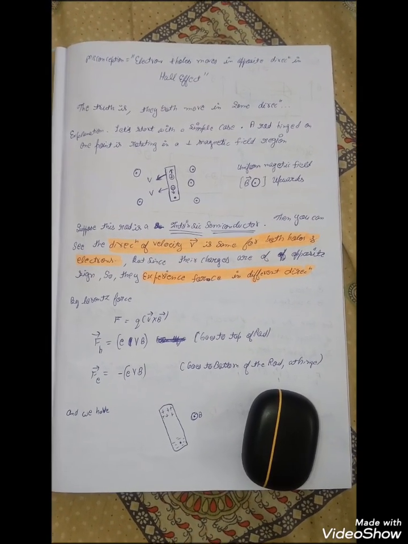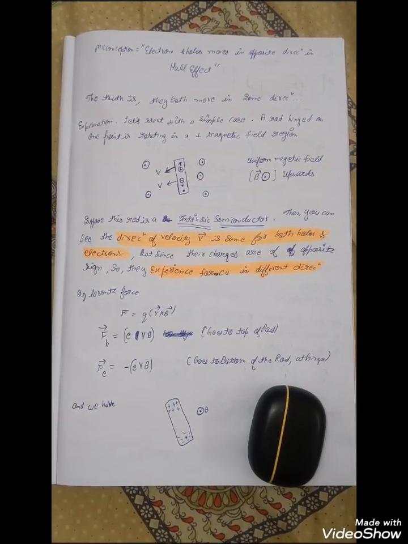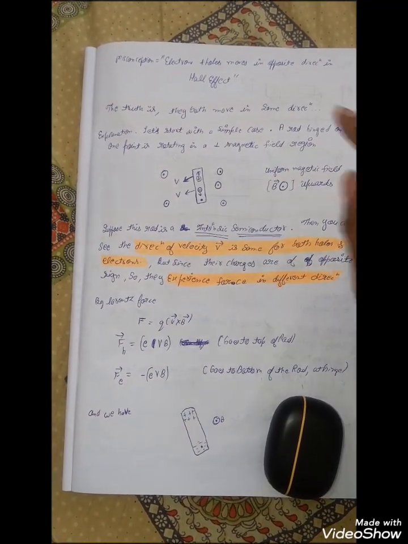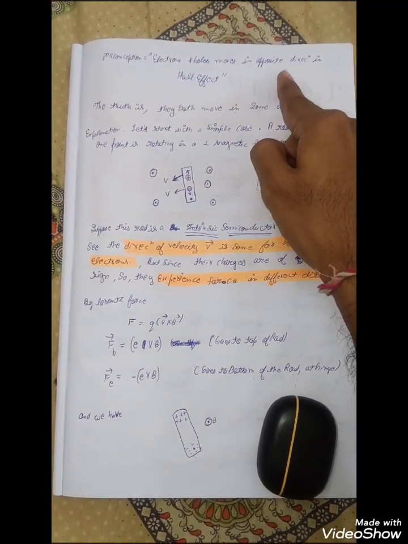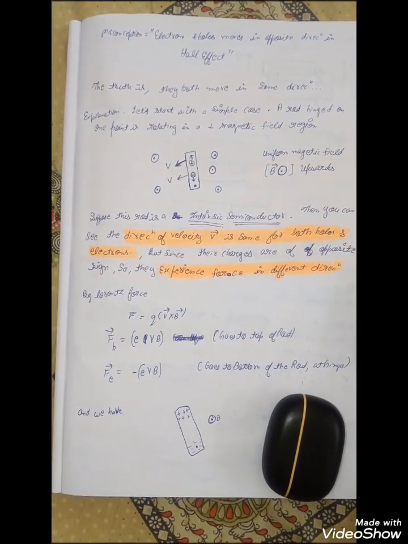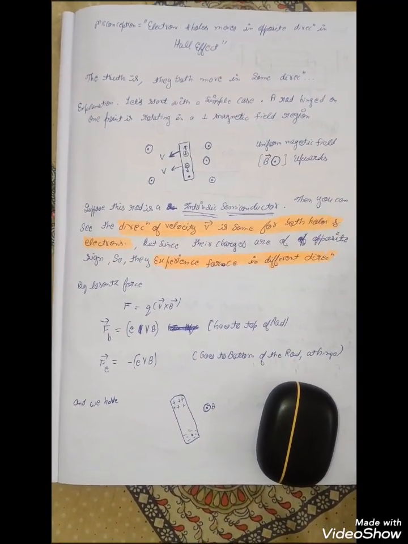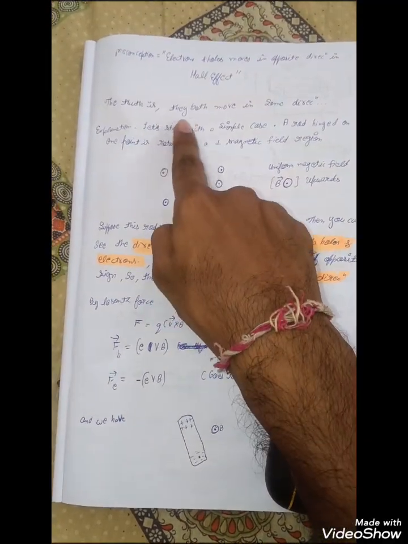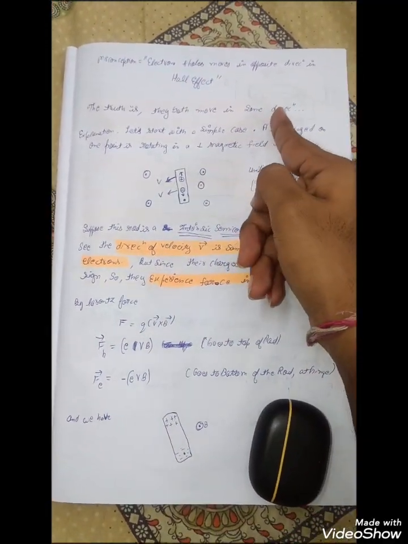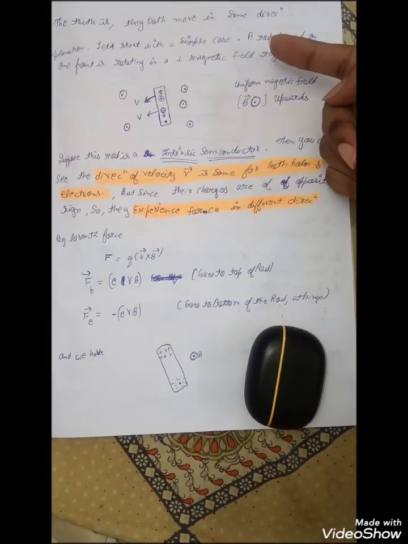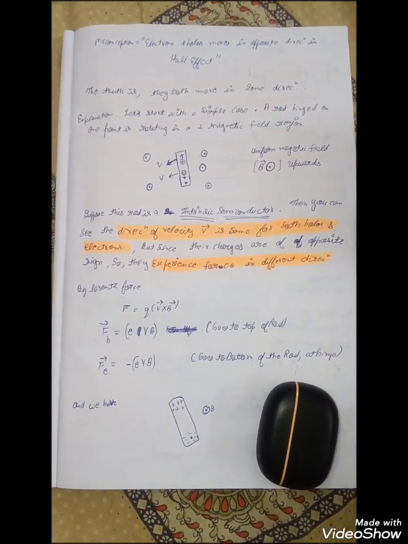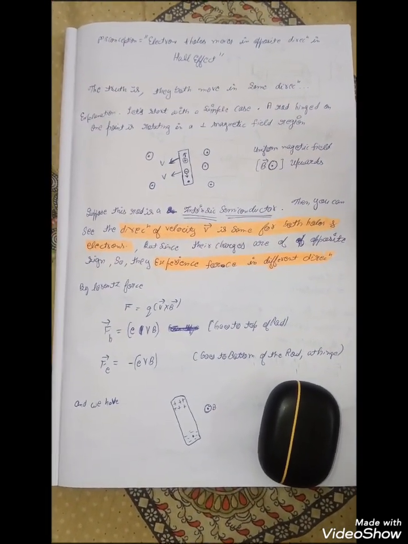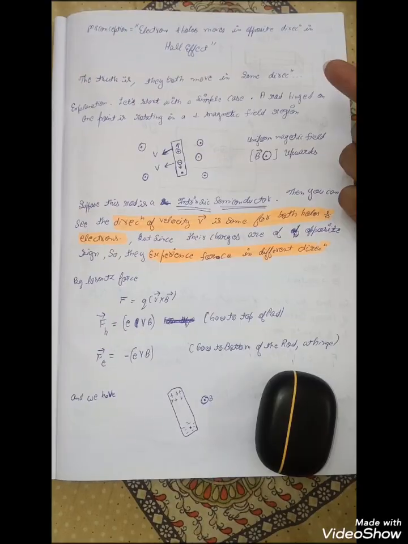We'll be discussing a misconception which we all have, that the electrons and holes move in opposite directions in the Hall effect. This is a common misconception. The real truth is that they both move in the same direction. This is something I am saying, but most of you may not agree with this. But I will show you the proof of how we can say this.